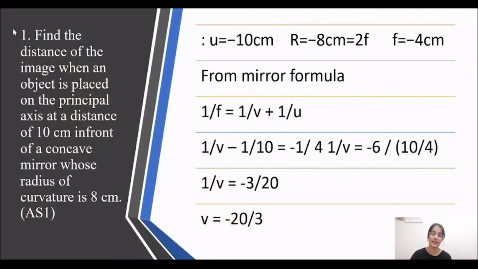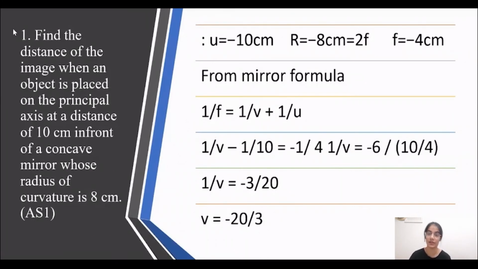Next, these are the numericals now. Find the distance of the image when an object is placed on the principal axis at a distance 10 cm in front of a concave mirror whose radius of curvature is 8 cm. As I told you, the information that is given in the question will help you decide the sign convention. Now, you know it is placed in front of the concave mirror.